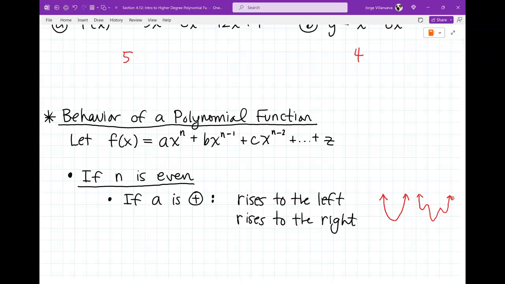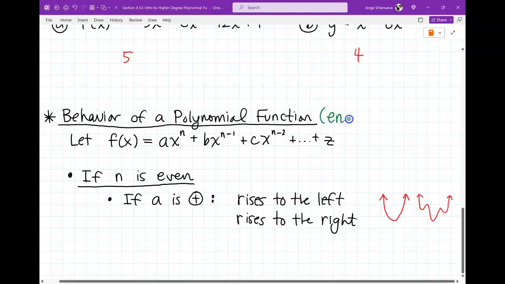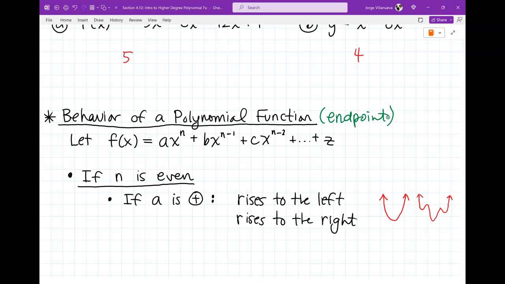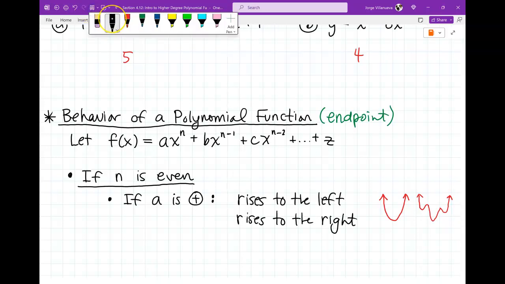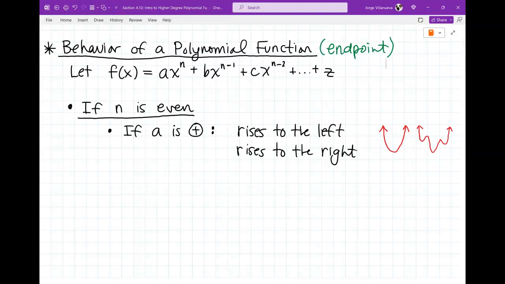So this is called endpoint behavior. I can actually put that just to kind of give you more of an idea of what they're talking about. I'm going to put right here, endpoint. Okay, it's called endpoint behavior. So at the ends, what's it doing? Up and up, okay? So if A is positive, it's up and up. If A is negative, it's down and down. Okay, so let me write that down right now. And this is only if your degree is even.